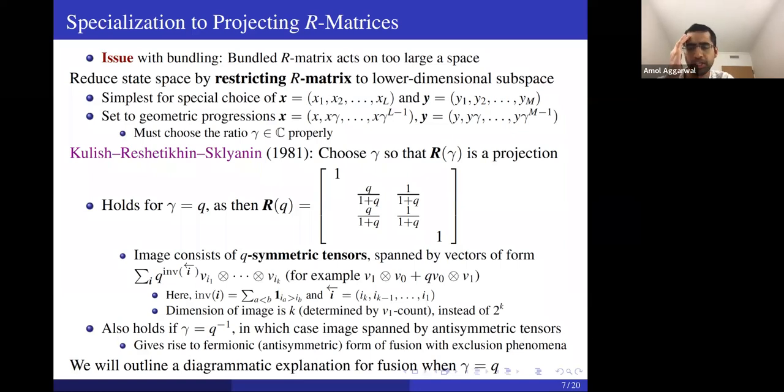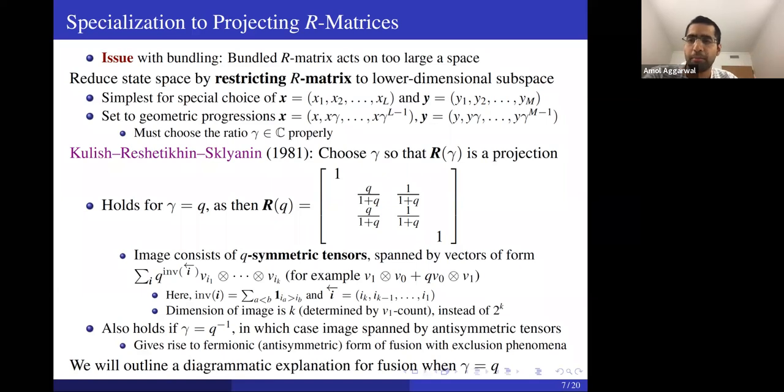I should quickly mention, although this will not really be a topic of this talk, that this projection property also holds if the parameter gamma is equal to 1 over q, in which case the image is spanned by the space of antisymmetric tensors, or wedges. This gives rise to another form of fusion, a fermionic or antisymmetric form of fusion, in which the weights satisfy an exclusion condition that allows you to have only one arrow of any color along an edge.